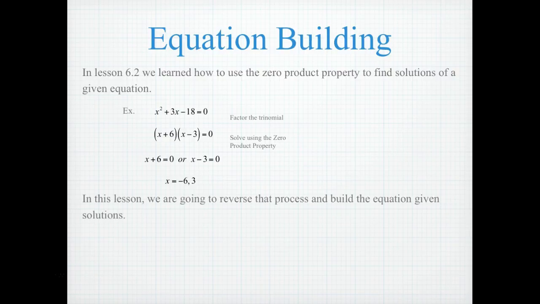In this lesson, we're going to reverse that process and build the equation given the solutions. For example, I'm going to ask you to write an equation that has 7 and negative 3 as solutions. Well, if 7 and negative 3 are solutions, we could package that up as the quantity of x minus 7 times the quantity of x plus 3 equal to 0. And now if we distribute those two binomials, we get x squared minus 4x minus 21 is equal to 0. So we've created an equation that has the solutions of 7 and negative 3.